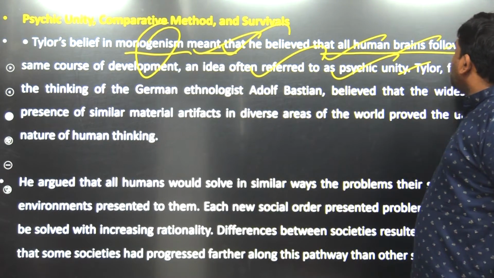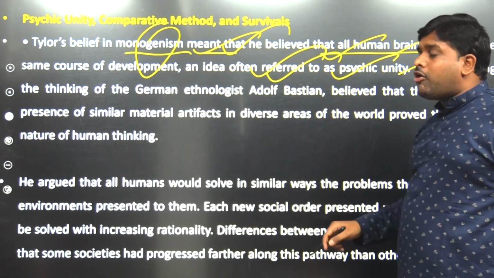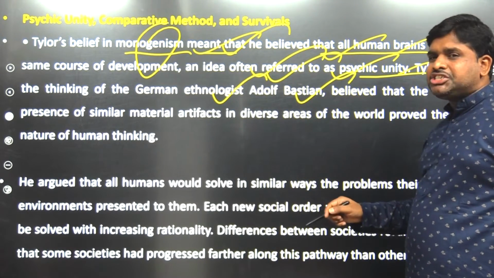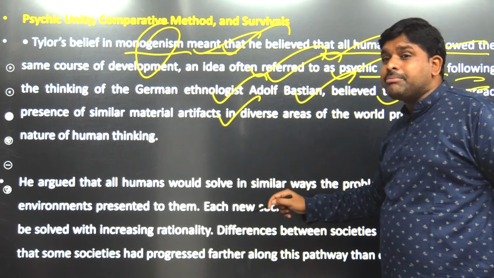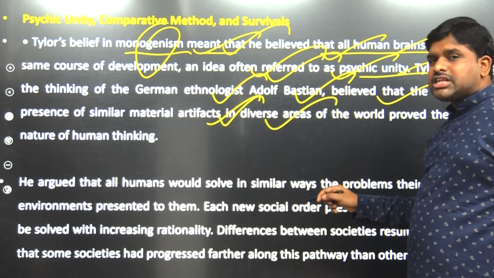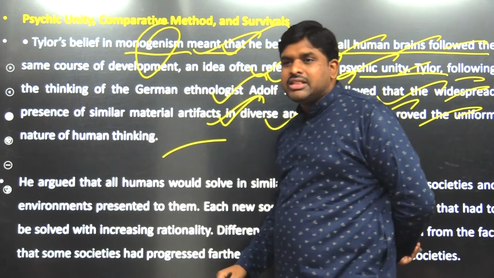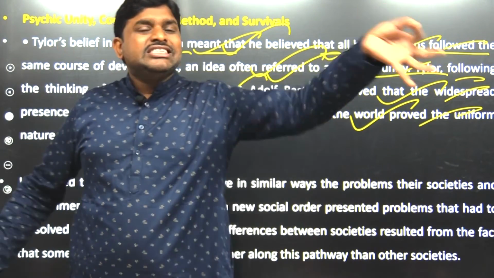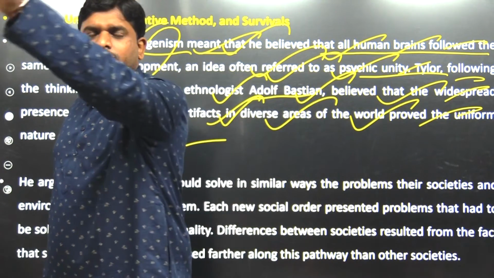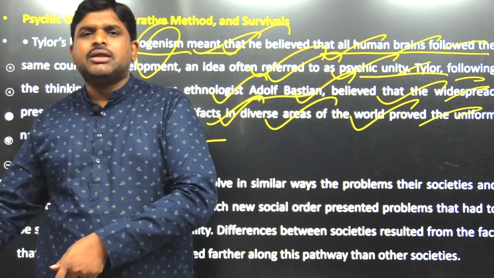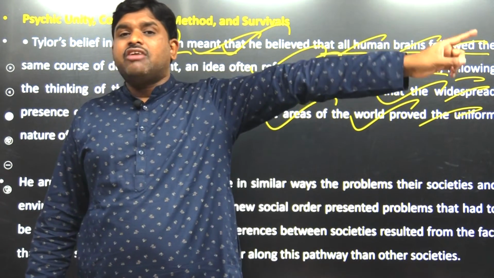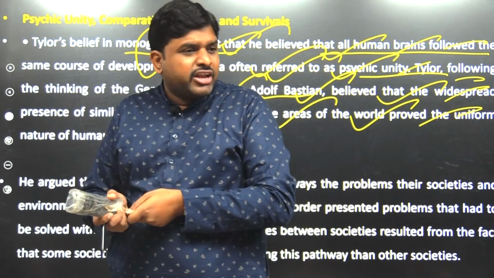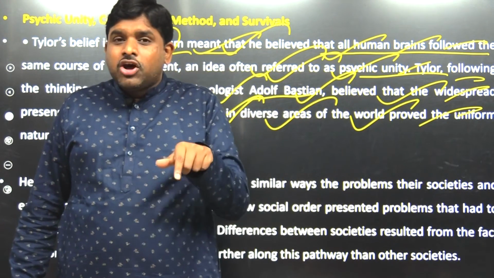It meant that he believed that all human beings follow the same course of development, an idea often referred to as psychic unity, following the thinking of the German ethnologist Adolf Bastian, who believed that the widespread presence of similar material artifacts in diverse areas of the world proved the uniform nature of human thinking. Earlier, this person also said the same. Adolf Bastian said that across the world, similar tools are present. For example, a cricket bat is present in Hyderabad, in Kerala, in Africa, in America. Why is the similar tool present? Why is everyone having the same format of cricket bat? Because of the thought process. This was already told by Adolf Bastian.